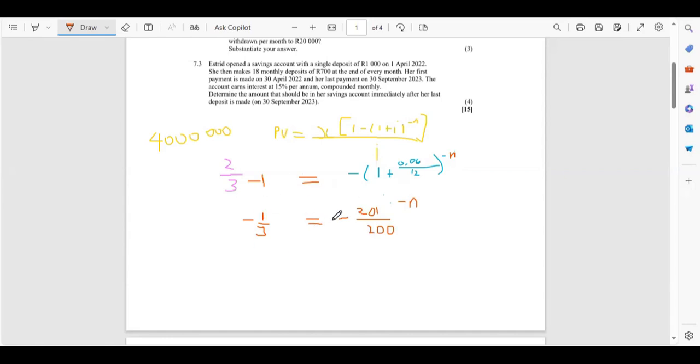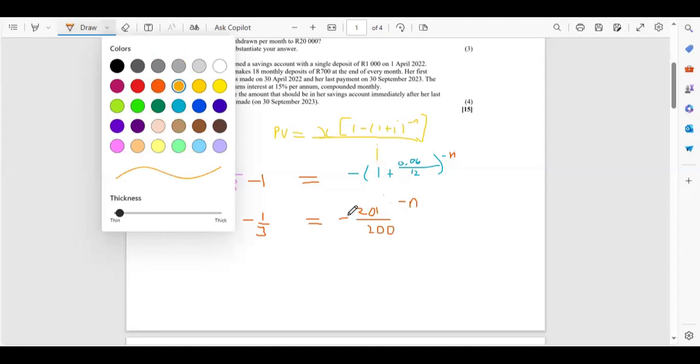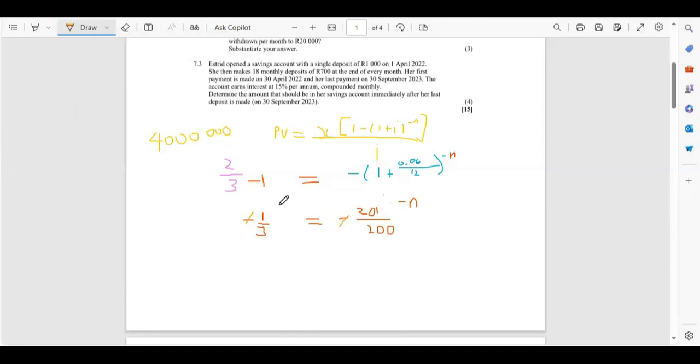Now, because both sides are negative, these negatives can cancel out one another. Let me just highlight them. So this would cancel out with this negative. So as a result, both sides would now be positive, all right? So we have positive 1 over 3 this side, and this side we have positive 201 over 200 to the power negative n.